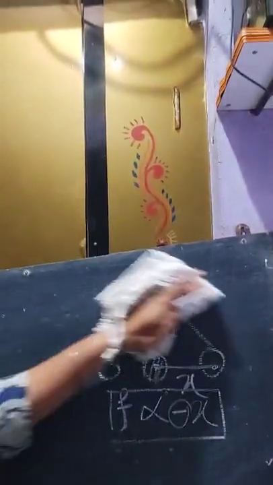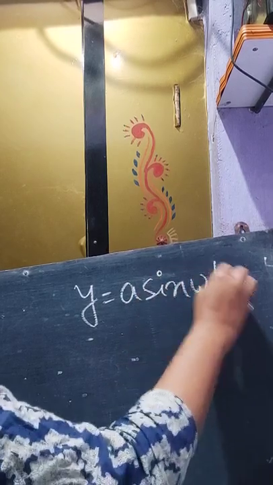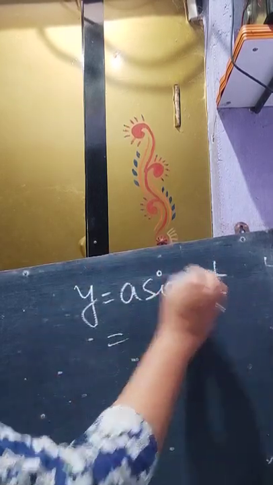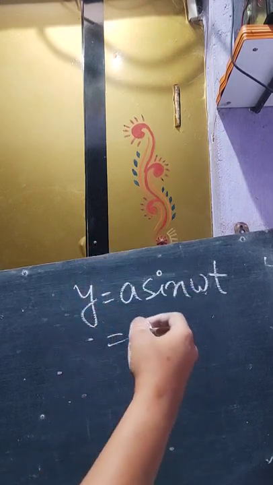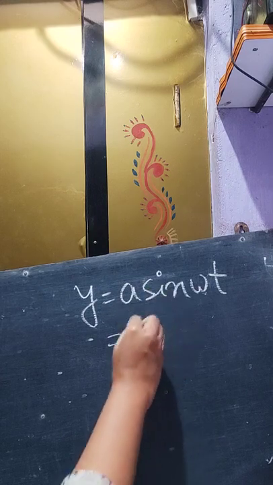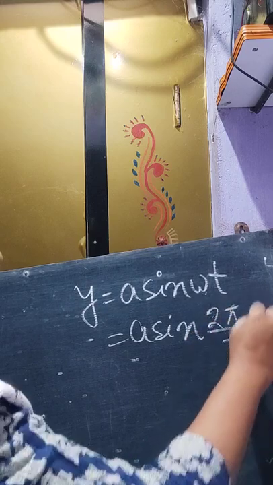So, the next thing is, what is the mathematical expression of simple harmonic motion? The expression for the simple harmonic motion can be written as y equal to a sine omega t, right? Instead of omega, we can replace it by 2 pi by capital T. So, a sine 2 pi by capital T into t.